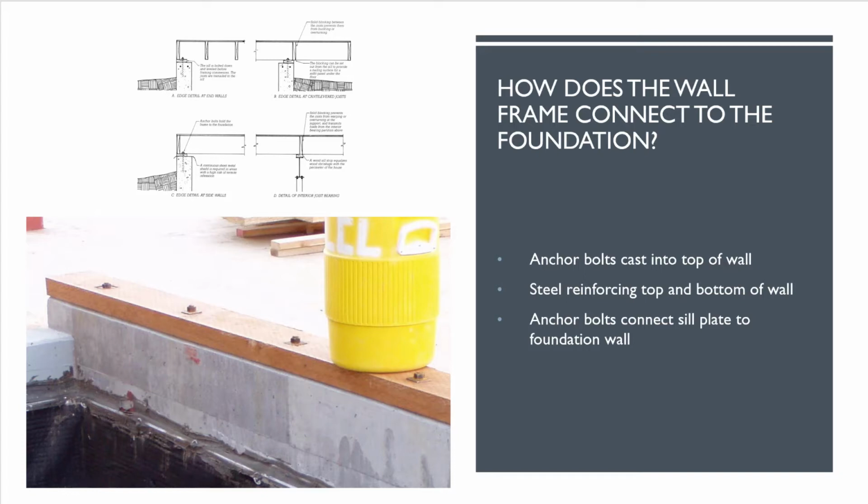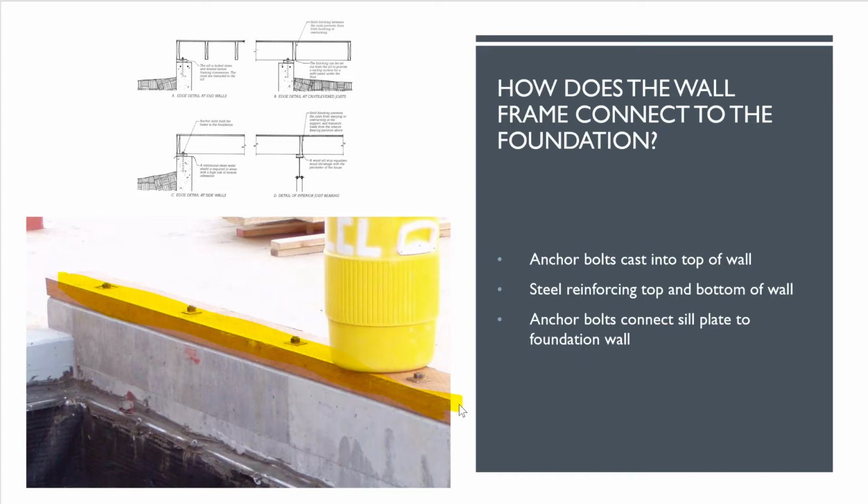So how does the wall frame connect to the foundation? Anchor bolts are cast into the top of the foundation wall, which are those little pieces that I circled in red a moment ago, sticking up out of the foundation wall. Then anchor bolts come up through that sill plate, which is the structural member right here that is lying down, right by our water cooler. And then anchor bolts connect the sill plate to the foundation wall.